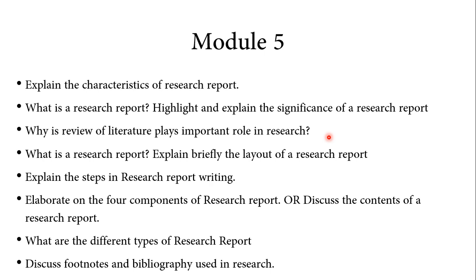Okay, so what are the questions? Explain the characteristics of research report. What is research report and highlight and explain the significance of research report. Next is, why does review of literature play an important role in research? What is a research report and explain briefly the layout of research report, or what are the steps in writing a research report. We can even have explain the 4 components of research report, or discuss the content of a research report. What are the various types of research report, and lastly discuss footnote and bibliography used in research.